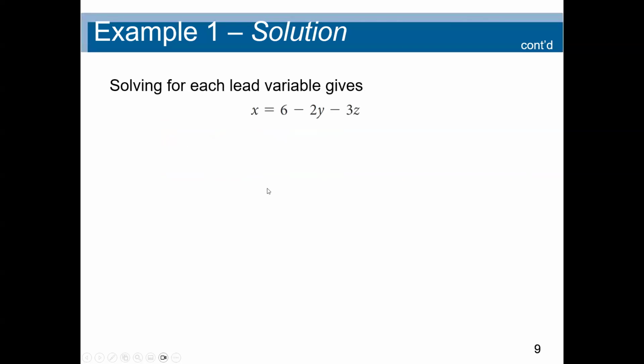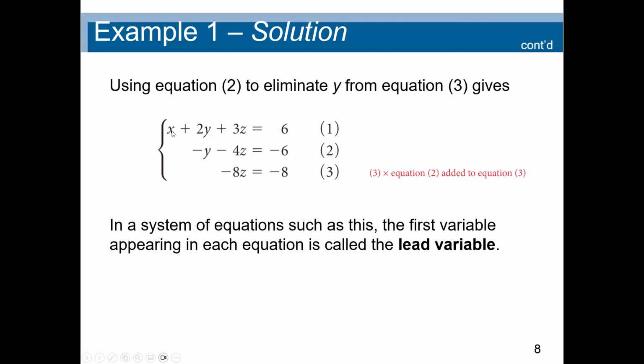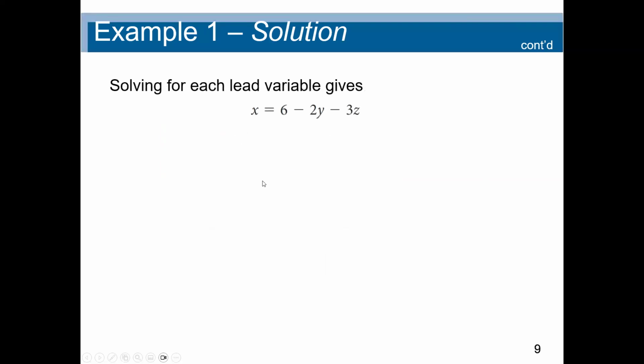So here we try to write equation 1 to solve for x, equation 2 to solve for y. So x will give me 6 minus 2y minus 3z. y will give me minus 6 plus 4z, but it's -y. So positive y means I'll change the sign. So that will give me plus 4y, then minus 4z. And that's what we have here.